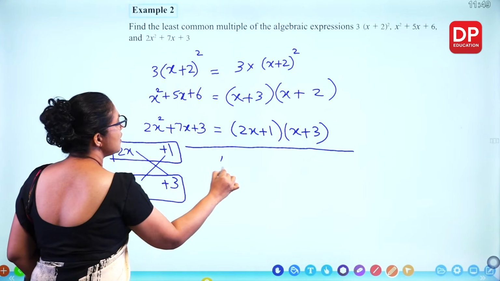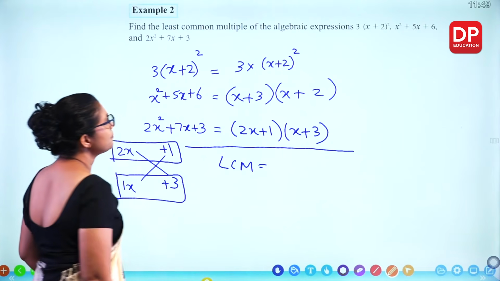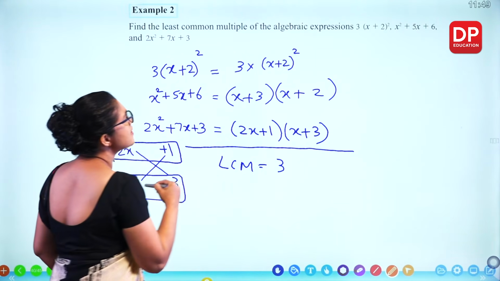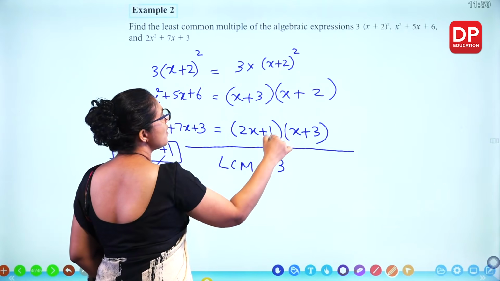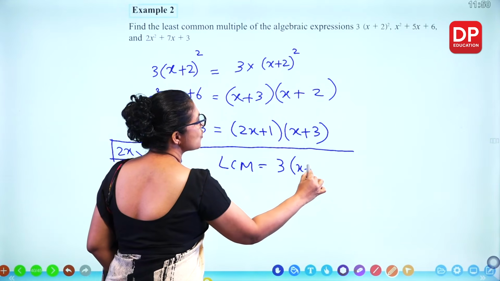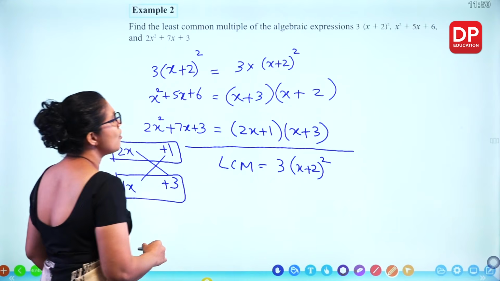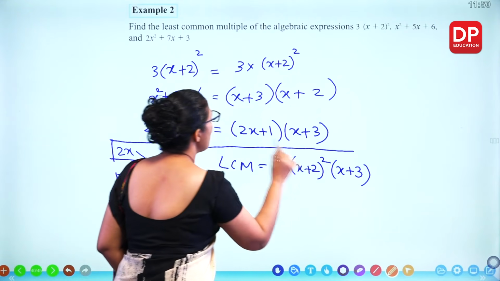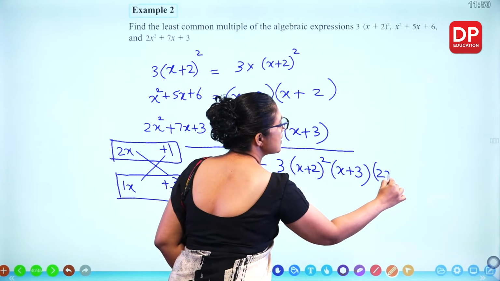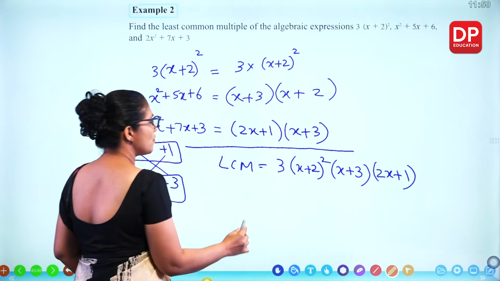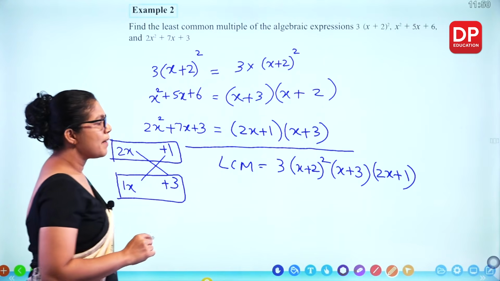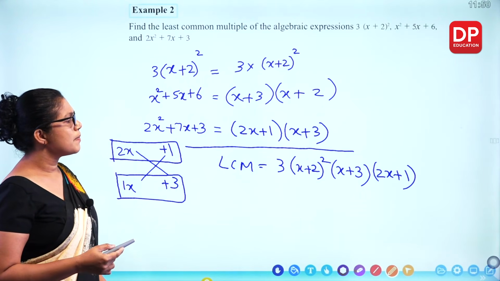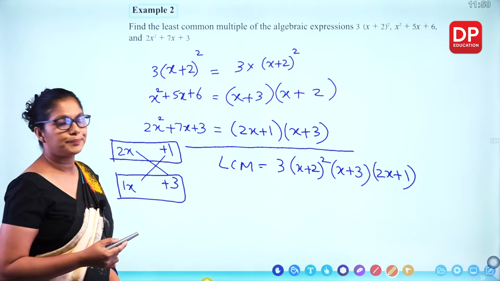Now when you look at the lowest common multiple, what are the terms? 3, you are getting once. When you take x + 2, what's the maximum power? (x + 2) squared. And you are getting (x + 3). And also you are getting (2x + 1). So what's the least common multiple? You get 3 times (x + 2) squared times (x + 3) and (2x + 1).